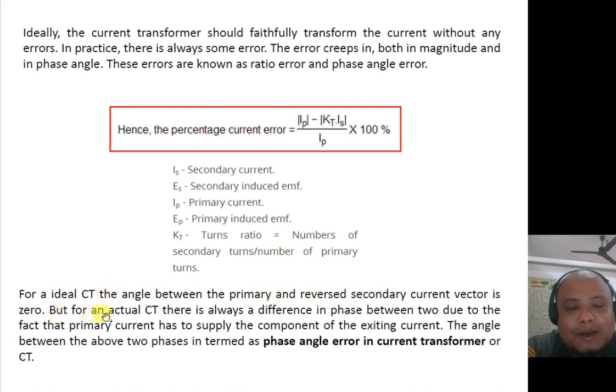But in the practical case, there is always a difference in phase between these two currents, due to the fact that the primary current has to supply the component of the exciting current. This error is termed as phase angle error. These two errors are also present in a PT, potential transformer.